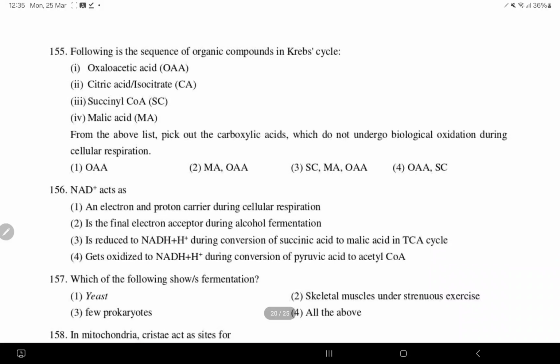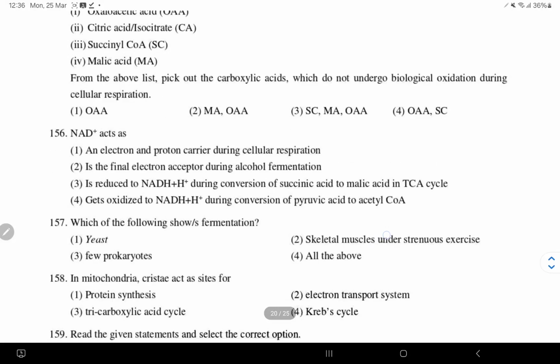Following the sequence of organic compounds in Krebs cycle. From the above link, pick out the carboxylic acid which does not undergo biological oxidation during cellular respiration. Oxaloacetic acid will not undergo, but citrate and isocitrate will undergo. Succinyl CoA will not undergo. So SC and OAA. So option 4.